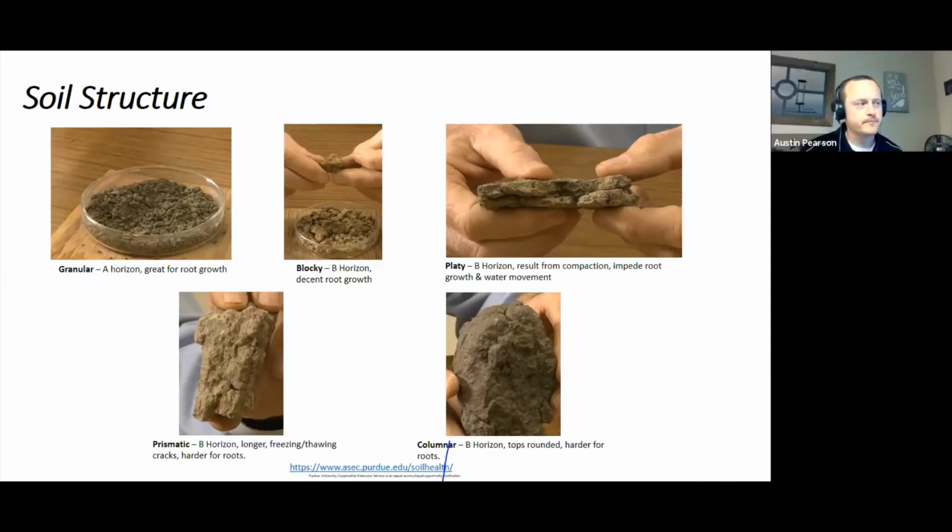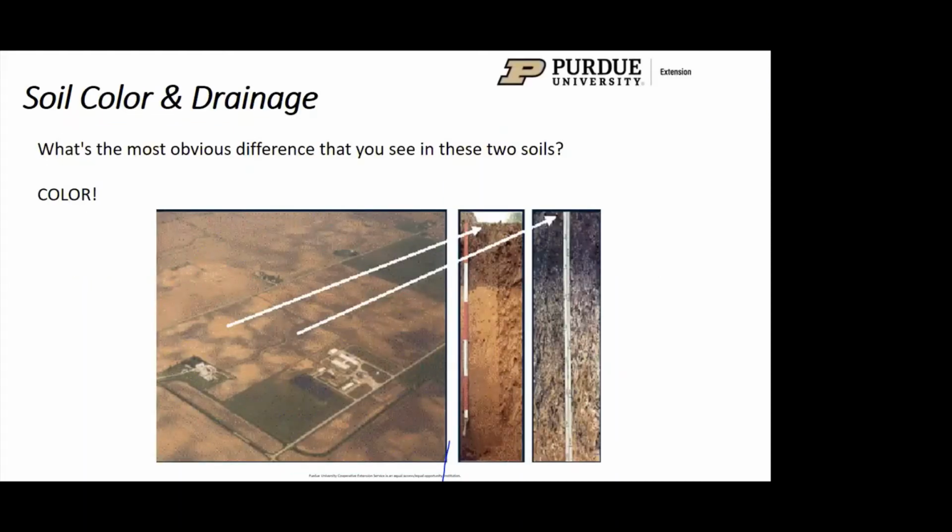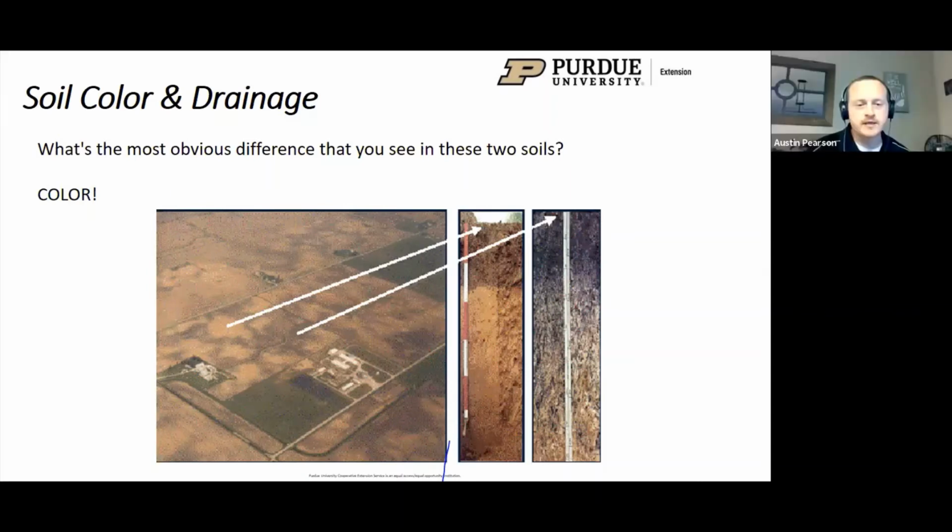The next thing I want to talk about is soil color and drainage, and I'm going to talk about this briefly. Drainage relates back to how well water is going to be moving through your soil. There's poor drainage and well drained. You obviously want a well-drained soil, but not too well drained, because you want to be able to hold on to water over time.